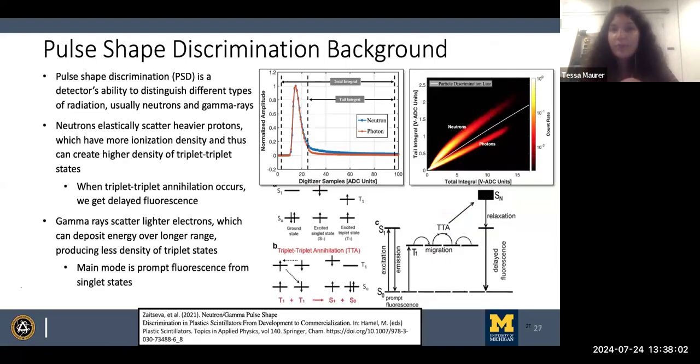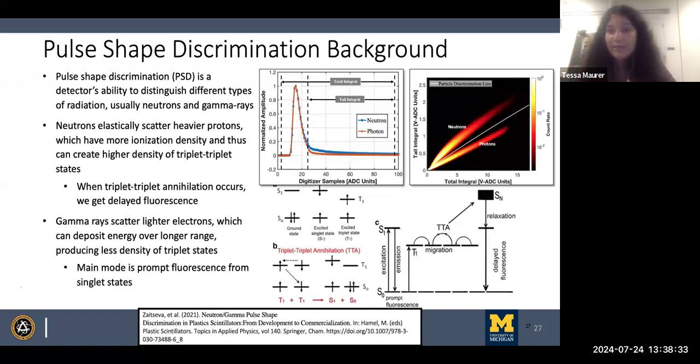Next, I'll talk about pulse shape discrimination capabilities. I know that we talked about it yesterday, but I have these here, so I won't go through too much of what you've already seen, but some things might be new. So as you know, pulse shape discrimination is a detector's ability to distinguish different types of radiation. So if it's sensitive to more than one type of radiation, that's really cool. We want to be able to identify as many as we can on one platform.